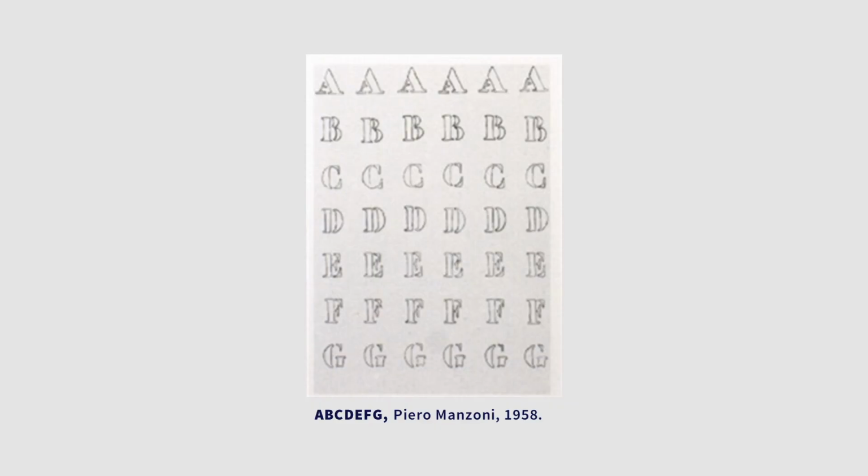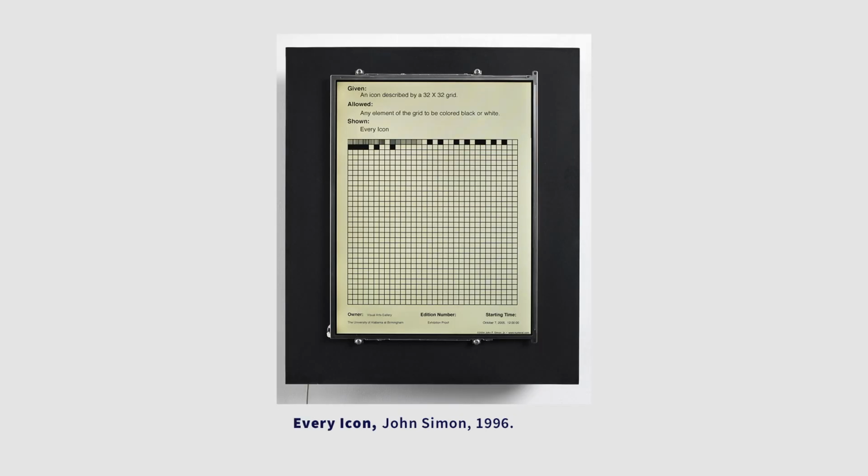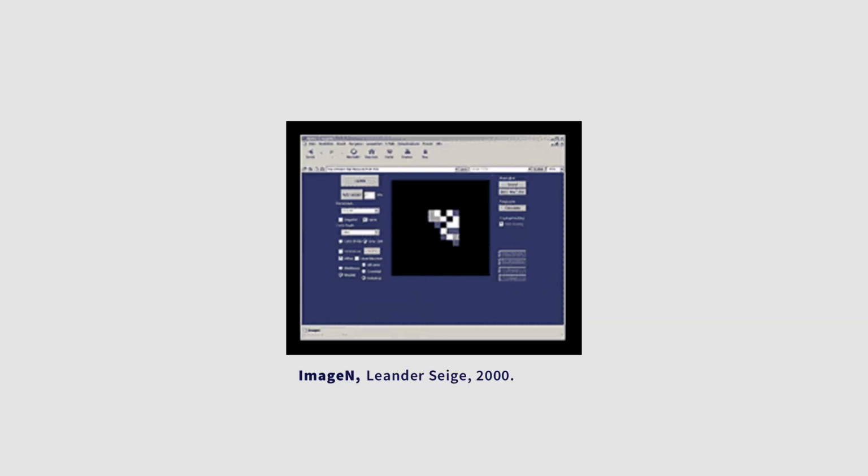The paintings of Piero Manzoni, like this ABCDEFG series from 1958, are a good example of early use of enumeration in visual art. Computer technology, through the notion of repetition and iterations, allows for more ambitious enumerations. John Simon's Every Icon is a 1996 generative artwork which slowly displays every 32 by 32 pixel bitmap possible on a finite grid. Leon Desage extended the concept to color images with the 2000-piece Image N, but it seems the search has ended as it is not online anymore.